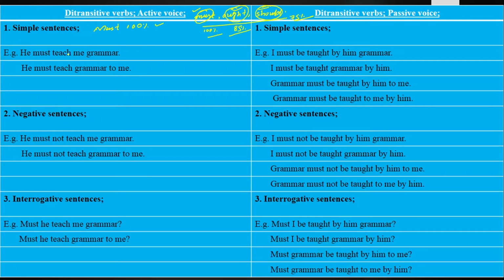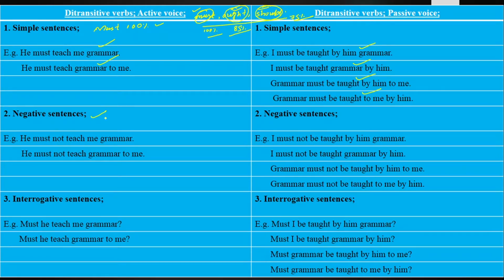Must is used for 100%, which we will discuss now to change from active voice into passive voice. He must teach me grammar. He must teach grammar to me. And in passive voice you can change the simple sentences in four ways. I must be taught by him grammar. I must be taught grammar by him. Grammar must be taught by him to me. Grammar must be taught to me by him.